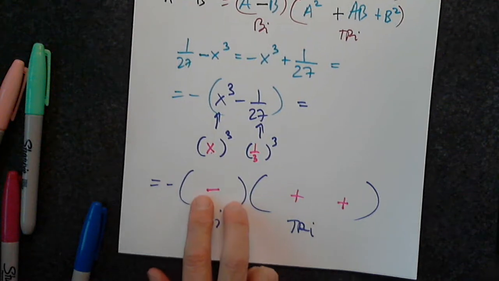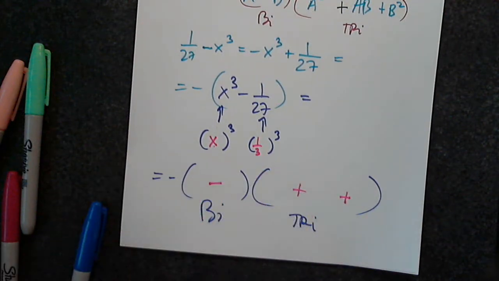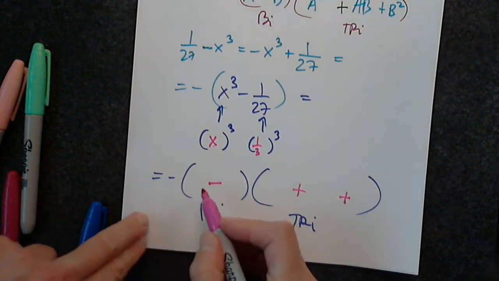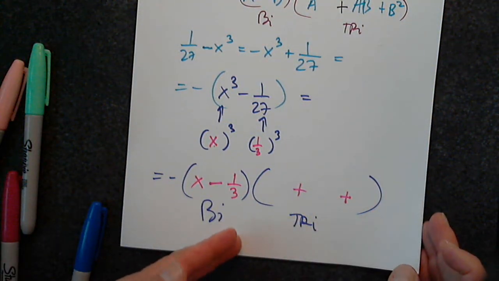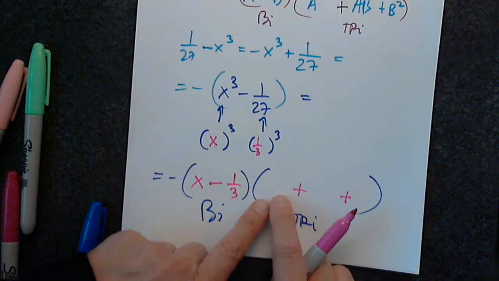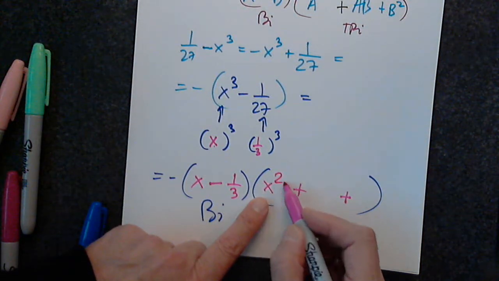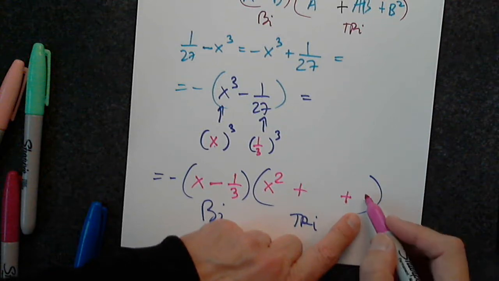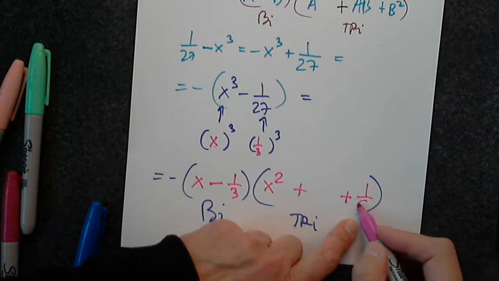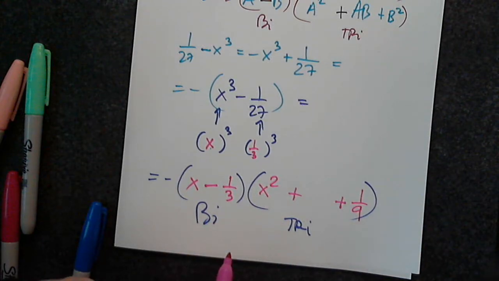So then I have the binomial. Can anyone identify it? It's right there in front of us. Excellent. Now I know the pattern for the rest. I square the first term. What do I write? Excellent. I square the last term. What do I write? 1/9. Yes, 1 over 3 times 1 over 3 is 1 over 9.